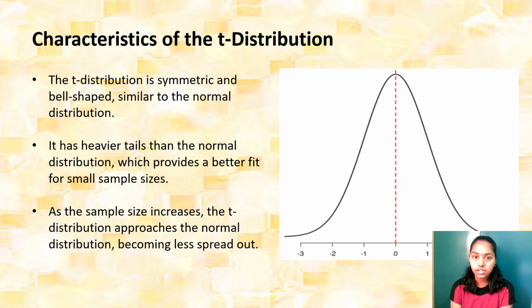Characteristics of the t-distribution. The t-distribution is symmetric and bell-shaped, similar to the normal distribution. It has heavier tails than the normal distribution, which provides a better fit for small sample sizes. And as the sample size increases, the t-distribution approaches the normal distribution, being less spread out.